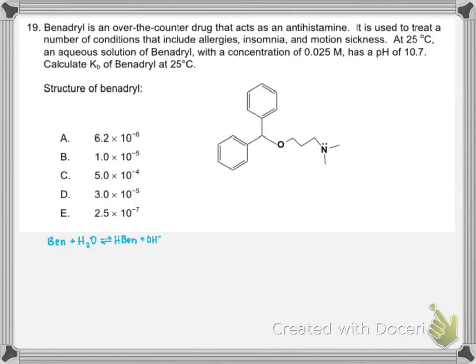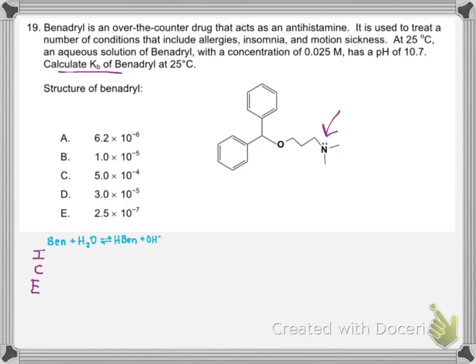So here we're given a weak base, Benadryl. Look at it, it's got an amine on it, classic. And we're trying to find the Kb. That means we're going to do a little reverse ICE-ing, which sounds like a delicious type of cake. So we're going to set up our ICE table. In this problem, we're actually given the stuff for our equilibrium line, and then we can use that to find our Kb.